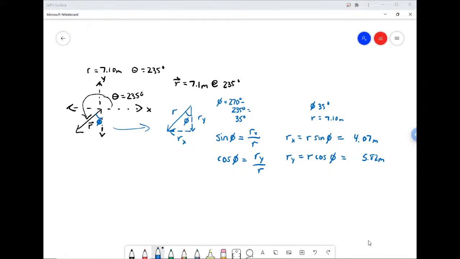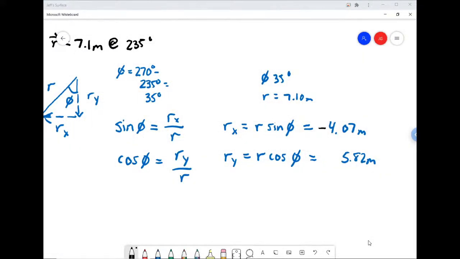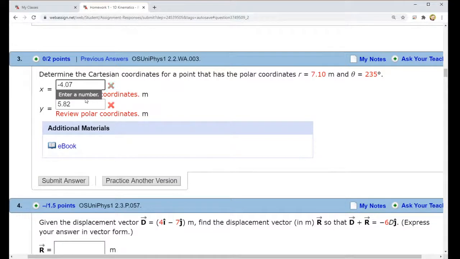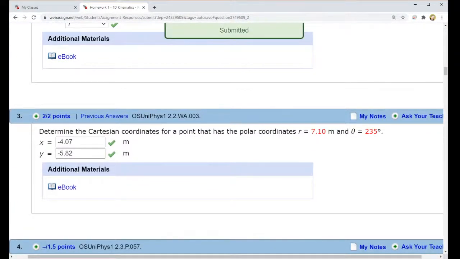Down here in quadrant 3, x is less than 0 and y is less than 0 by definition. Since we're in quadrant 3, our vector's pointing down and to the left. That's actually in the negative direction for both of these. So, good thing WebAssign allows me to correct my mistakes. And, yay, I'm correct.